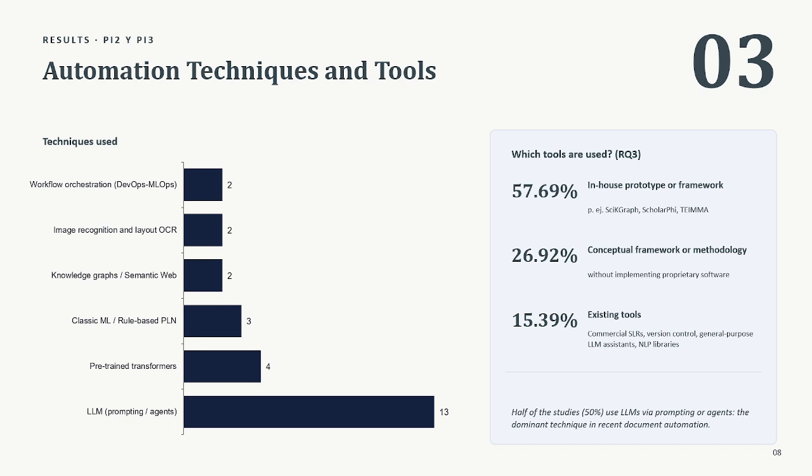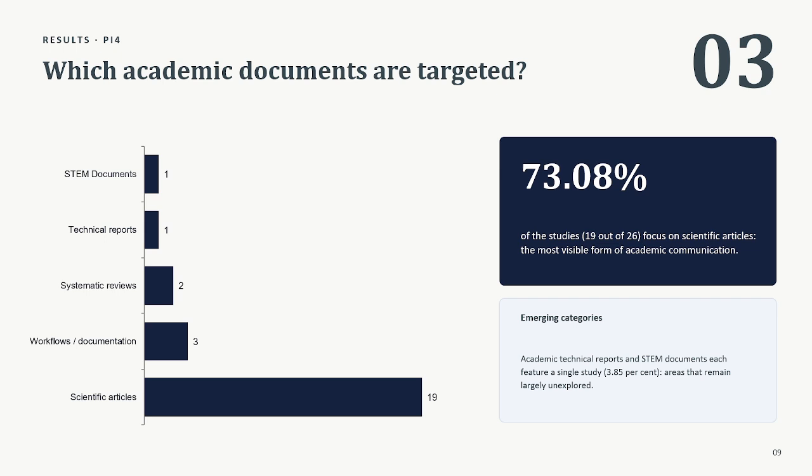general-purpose tools. Research question 4 asks which document types are targeted. Scientific articles dominate, with 19 out of 26 studies, representing 73.08% of the corpus. Workflows and documentation appear in 3 studies, systematic reviews in 2. Technical reports and STEM documents each have only 1 study, confirming these as largely unexplored areas.